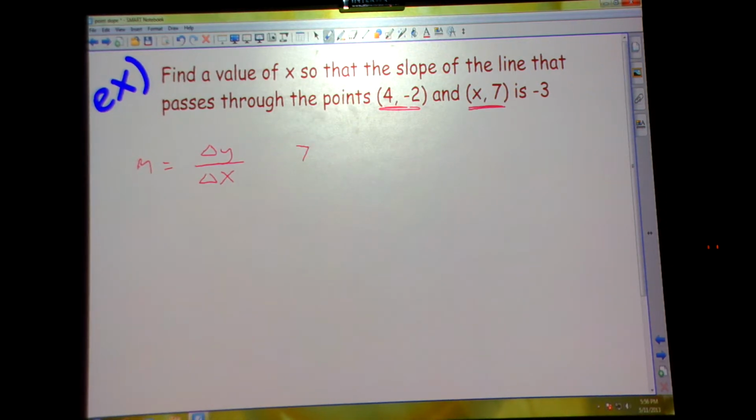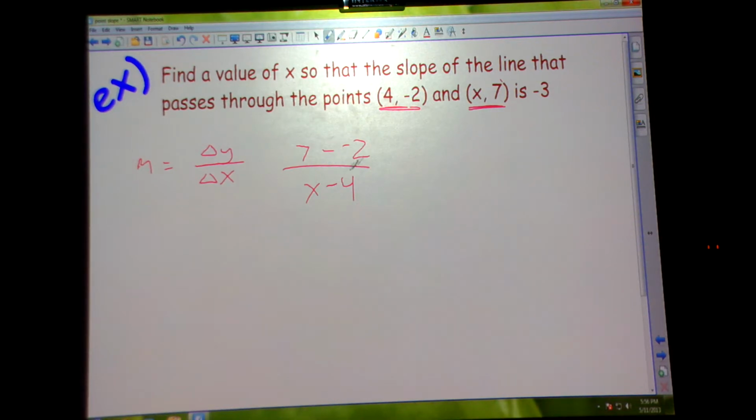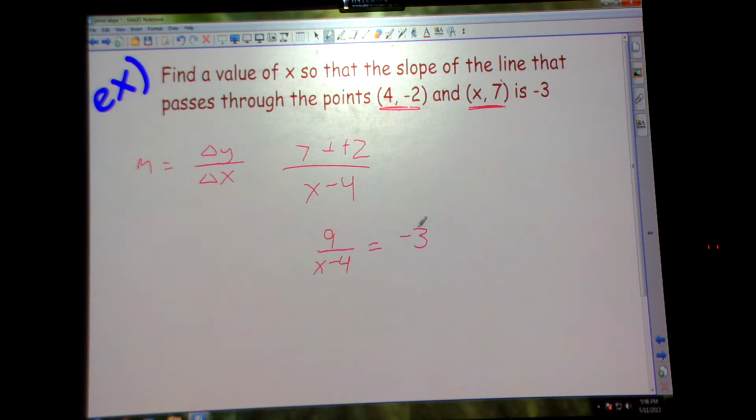So I have 7 minus -2 for my y's, over x minus 4. Now remember, it doesn't matter what order you go in as long as you're consistent. If I start with 7 minus -2, I have to go in the same order. I could have done -2 minus 7 over 4 minus x. When I clean this up, minus a negative becomes plus, I get 9 over x minus 4, and I want to know when that equals -3. That's my slope. When does it equal -3?